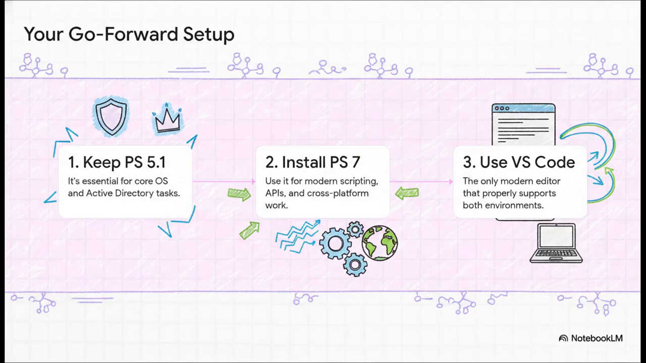So what does the perfect setup look like today? It's really simple. First, keep PowerShell 5.1. Do not get rid of it. Second, install the latest PowerShell 7 for all your new scripting, especially for talking to APIs or doing cross-platform work. And third, use VS Code as your editor so you can easily switch between both. This setup really does give you the best of both worlds.